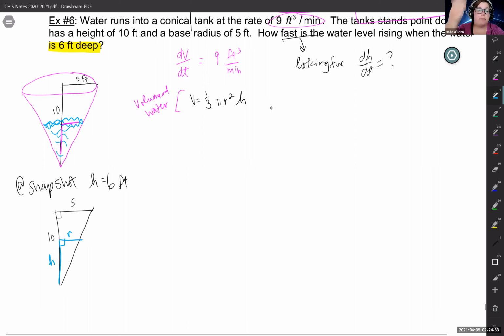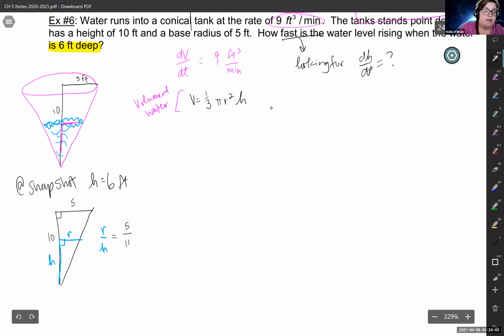So we can make a proportion, right? The radius over height should be equal to the overall cone radius, 5, over the overall cone height, which is 10. So we can get R in terms of H, so that way we're only in one variable, H. We'll get everything in terms of H. So R is 1/2 of H, so H over 2. Crisscross applesauce, R is H over 2.